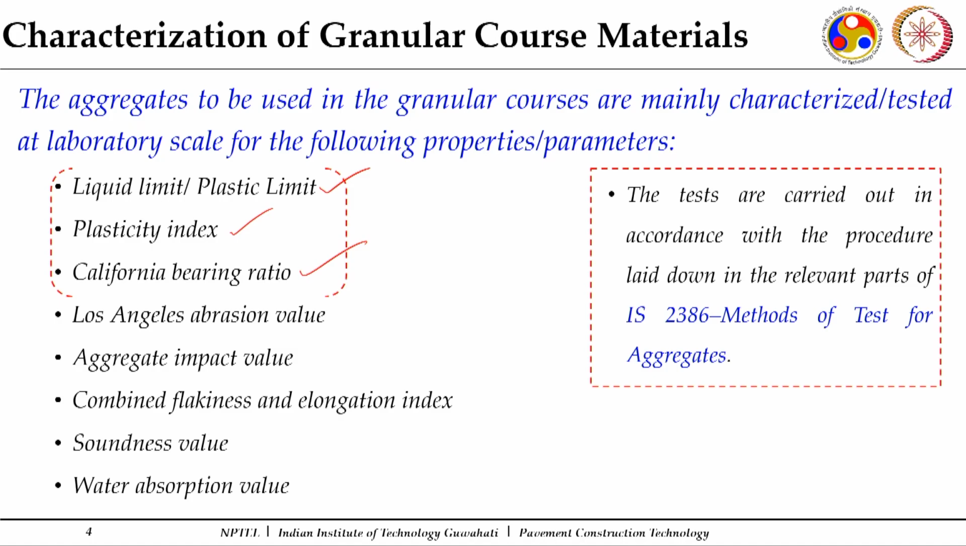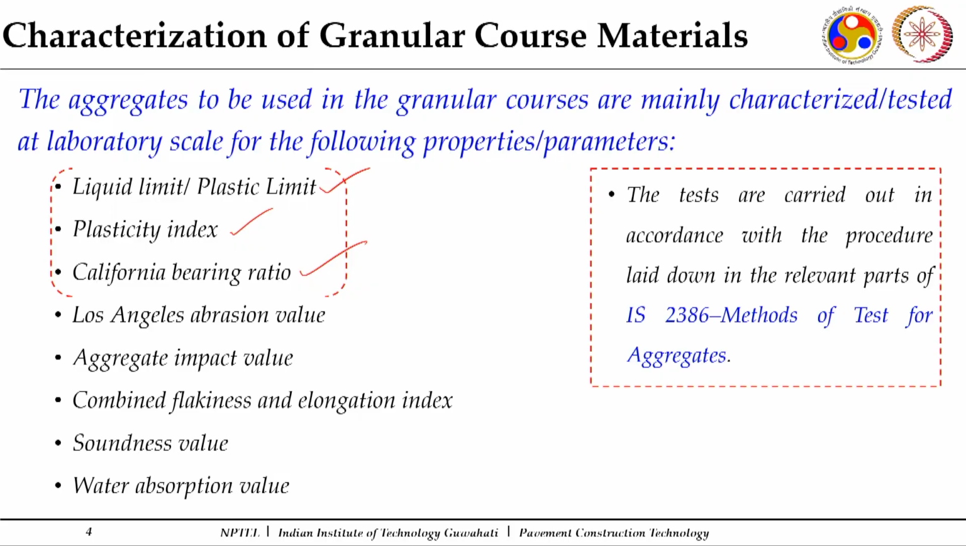In addition to this, granular courses have aggregates in them. The aggregates, as we mentioned earlier, can be classified into coarse aggregate, fine aggregate and the finest part, which is your filler. Now, these aggregates need to be evaluated for their suitability depending upon in which course they are used. So, certain standard test protocols are used for characterization of these materials. One of them is Los Angeles abrasion value, quite popular for determining the suitability of aggregates for use in granular unbound as well as bound courses.